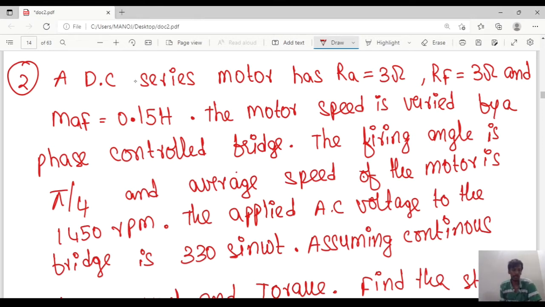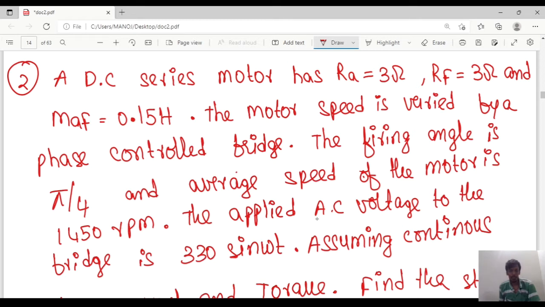Today we will see a problem on DC series motor. The DC series motor has an armature resistance of 3 ohms, field resistance of 3 ohms, and MEF constant of 0.15. The motor speed is varied by a phase controlled bridge, and the firing angle is given as alpha equal to pi by 4. Pi by 4 means 45 degrees, and the average speed of the motor is 1450 rpm.